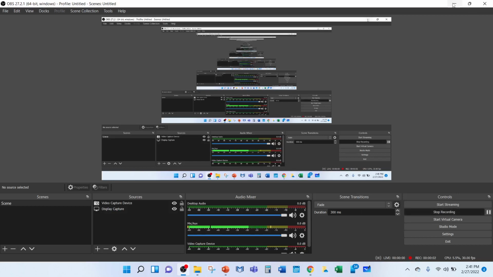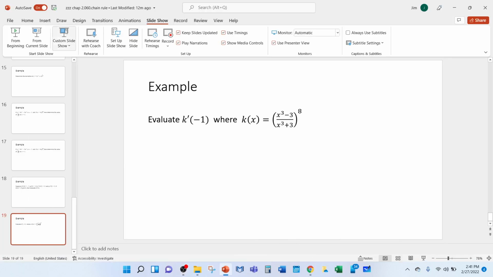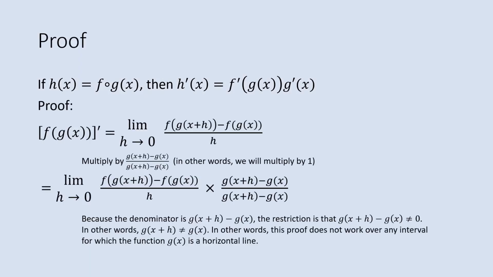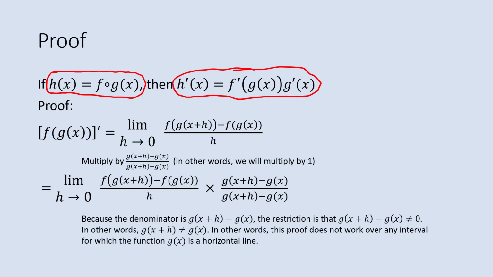In this video, we're going to prove the chain rule. In other words, we're going to prove that if h of x is equal to f of g of x, then h prime of x will be equal to f prime of g of x times g prime of x.